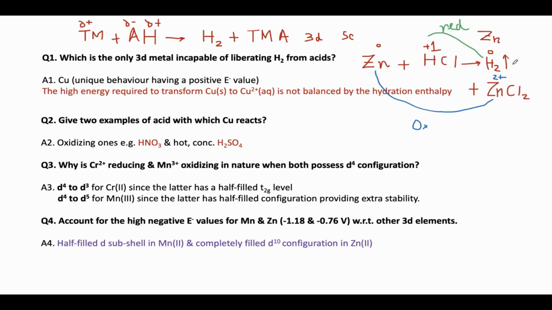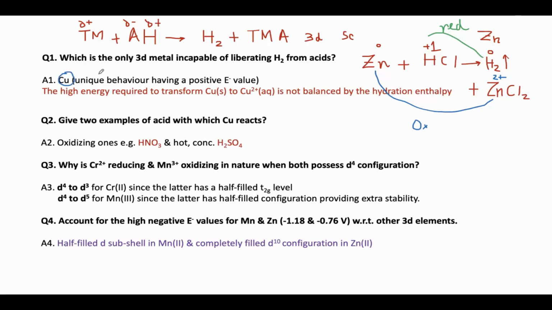So that happens and a white colored salt will be readily precipitated out. That is nothing but this ZnCl2, that is zinc chloride salt. So this reaction is quite feasible at room temperature and it occurs readily. But there is a metal that is actually not able to do so, which is copper here. So that is the answer here. The copper has some unique behavior.